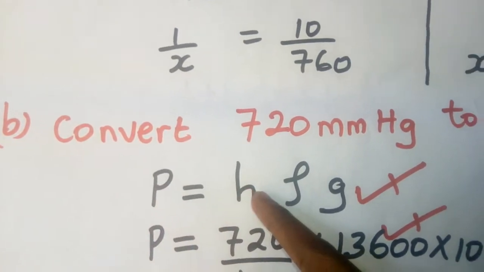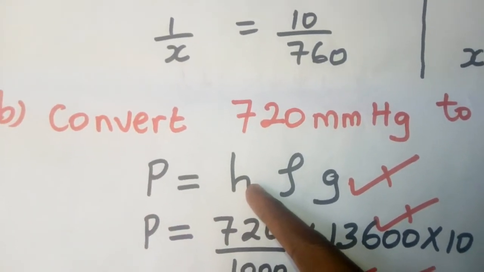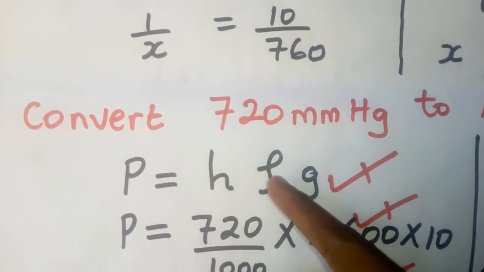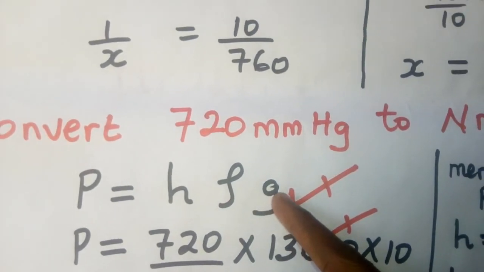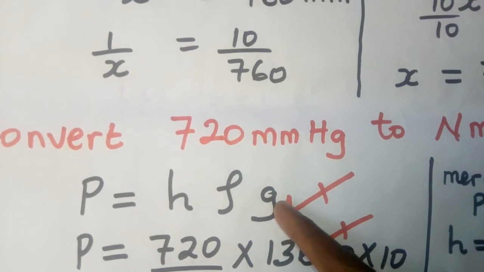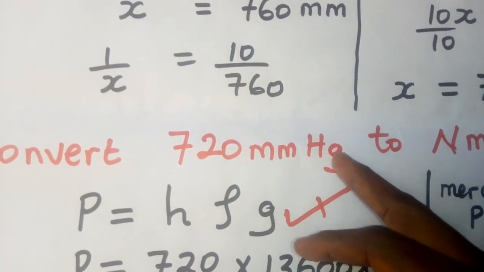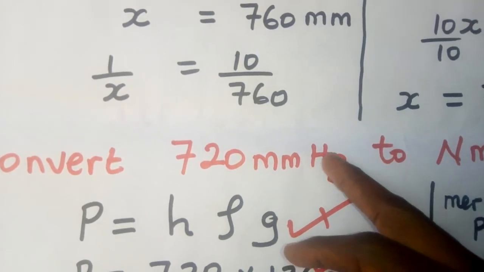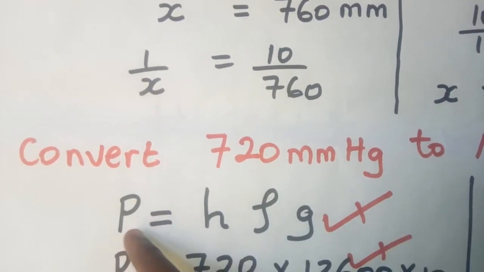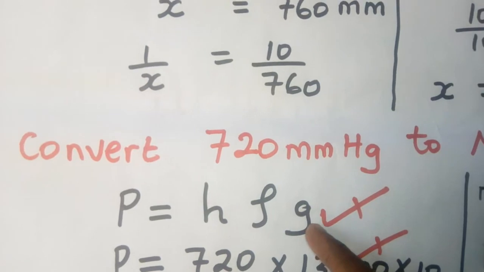Pressure P is equal to h rho g. h represents the height or the depth of the liquid. Rho means the density of that liquid. g represents acceleration due to gravity. Remember, Hg represents mercury, the chemical symbol in chemistry for mercury. So mercury is a liquid. That's why we are using the formula for pressure in liquids.